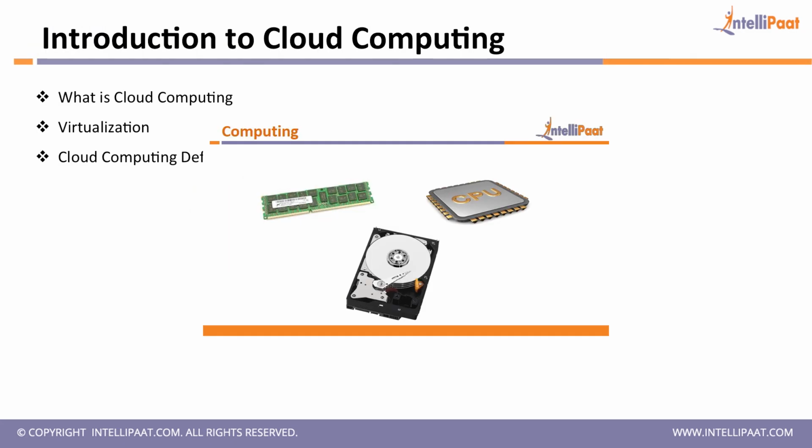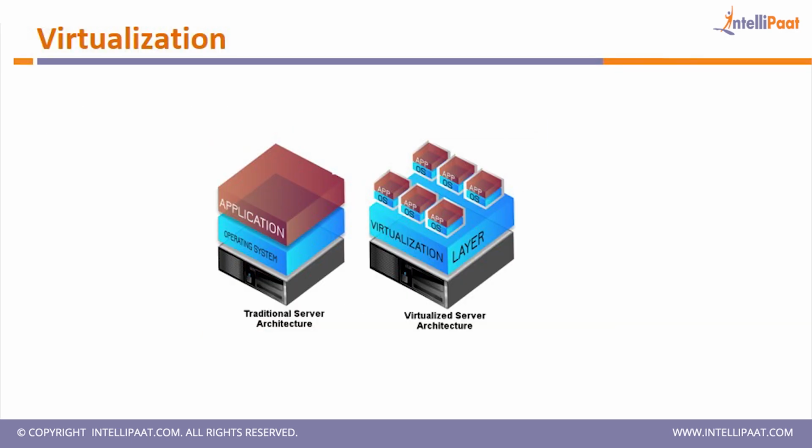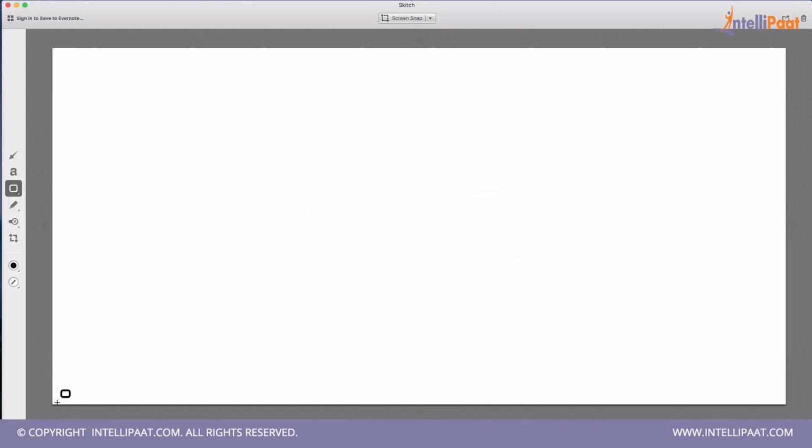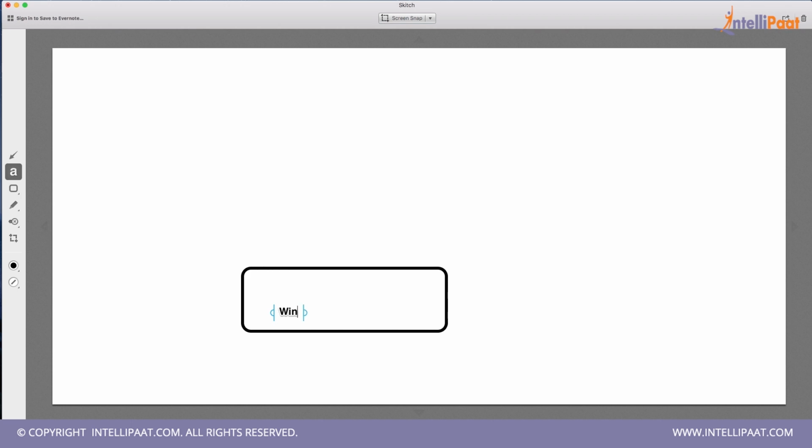So computing as a whole is equal to the RAM size, the compute power, and a little bit of the storage part. So I'll bring in one more variable, which is called virtualization. So what is virtualization? Let me show you a little bit of diagram here. Suppose you have a computer which is Windows. We have Windows operating system installed on this computer.